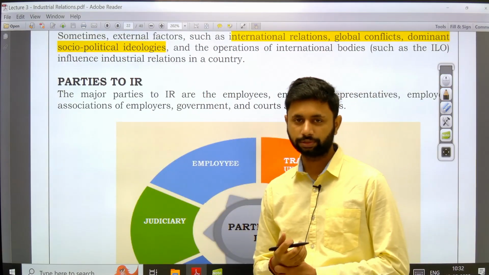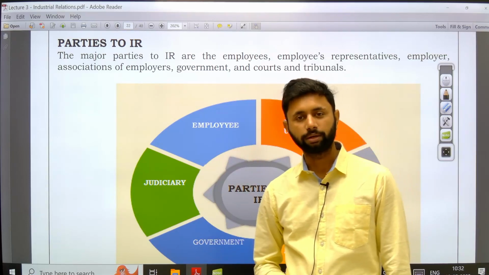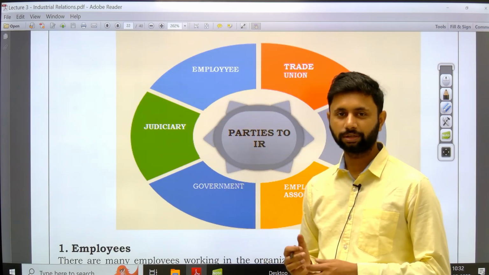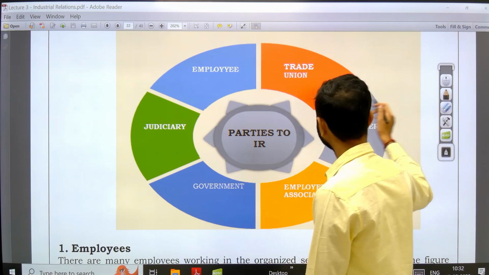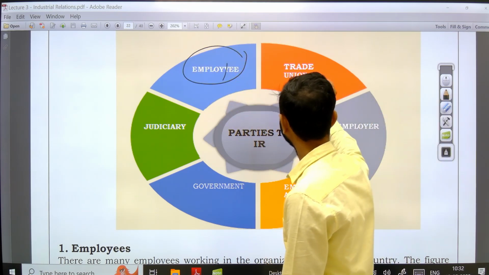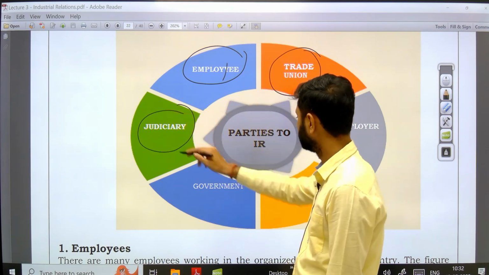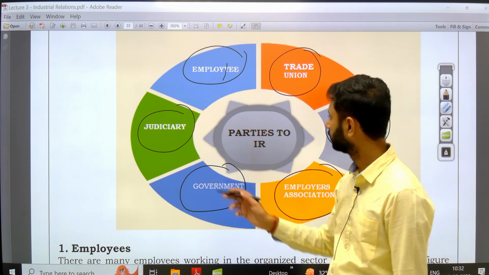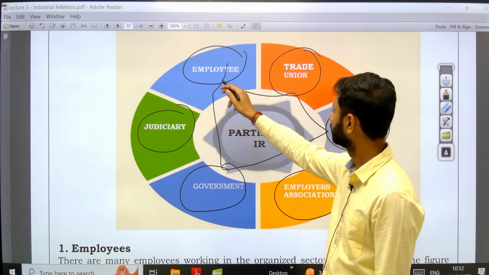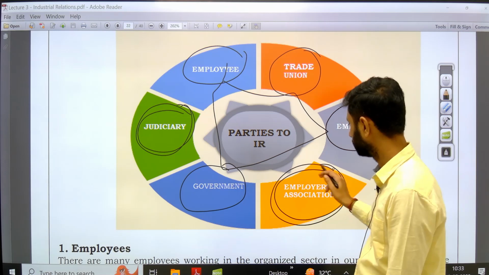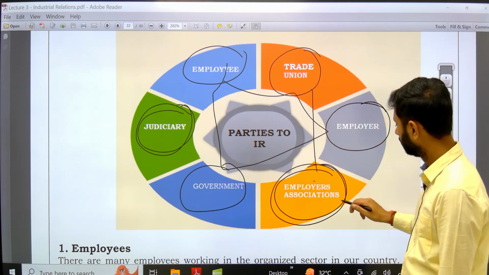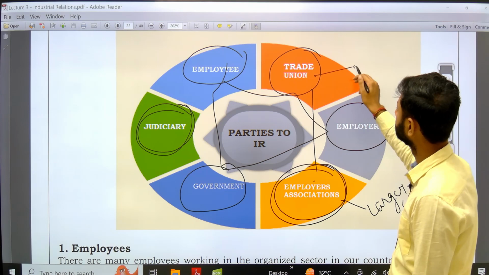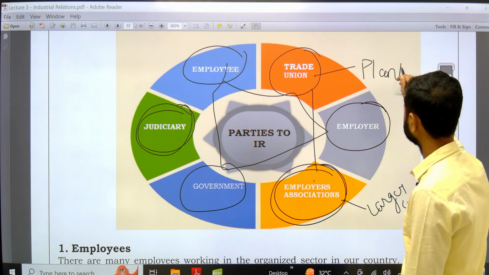Now, parties to industrial relations. This we've already discussed. You can say parties, you can say stakeholders, you can say the major constituents who interact amongst each other within an industry. Employee, trade union, judiciary, government, employers' associations, and employer. Okay, these things we had discussed already. These two are additional: judiciary and employers' associations. It's just another form of trade union, but at a larger scale. This is more in a plant sense, within a plant. Okay.